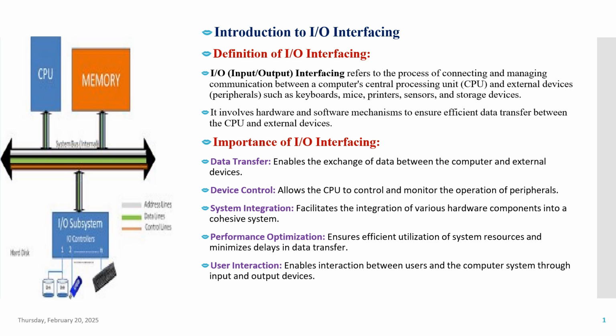Next one is performance optimization. It ensures efficient utilization of system resources, and it also minimizes delays in data transfer, enhancing overall system performance. Last one is user interaction. That is, it enables interaction between the user and the computer system through input and output devices. It enhances user experience by allowing intuitive control and feedback. So this is the importance of interfacing. Next slide.